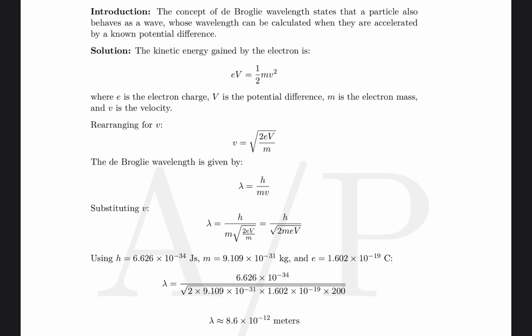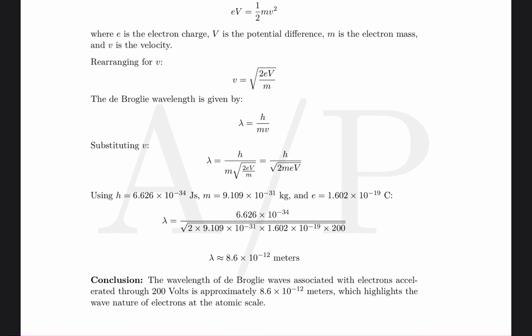So the solution is simply: we know that the kinetic energy of the electron, or any particle for that matter, is half mv square. We equate it to eV, where e is the electron charge and V is the potential difference. Now we'll rearrange it and we get v is equal to square root of 2eV over m. So this is the velocity.